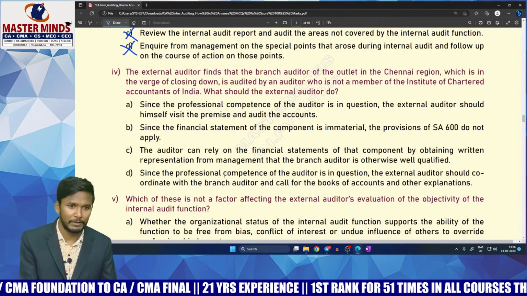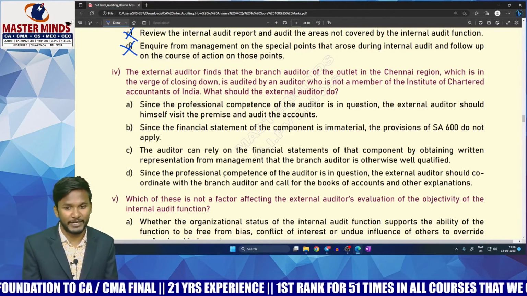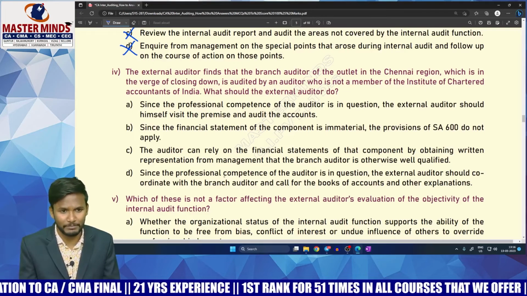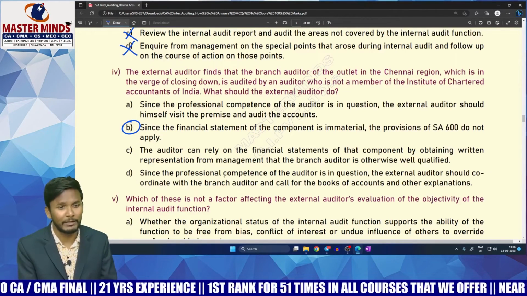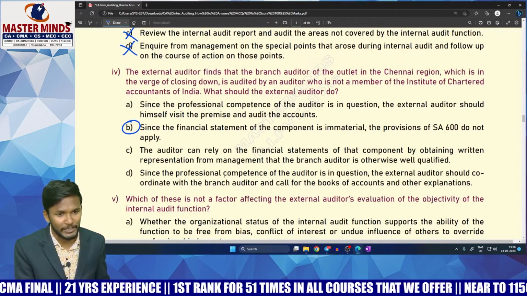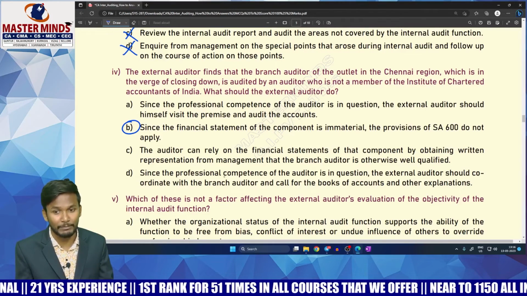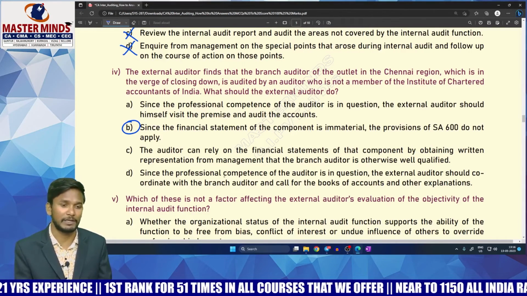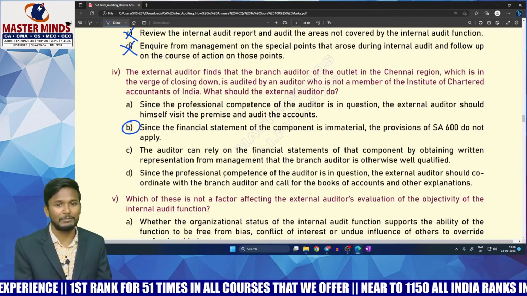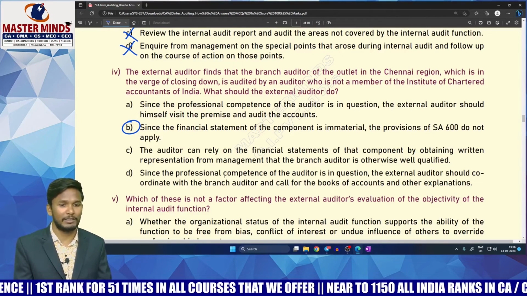Let's see B point. Since the financial statements of the component is immaterial, the provisions of SA 600 do not apply. I can say it sounds to be reasonable. Why? Immaterial. The auditor can rely on the financial statements of that component by obtaining a written representation from management. See, the question is about whether to go for auditing or not. They are asking about written representation.